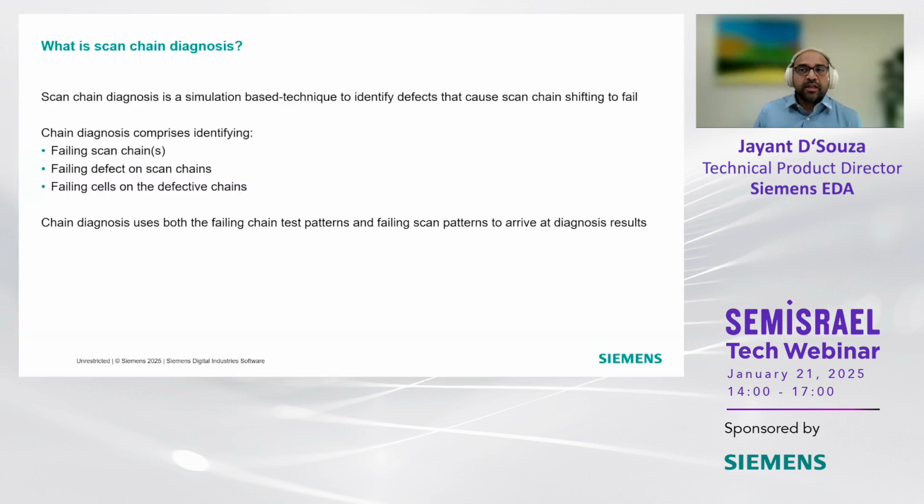So first, what is scan chain diagnosis? Scan chain diagnosis is a simulation-based technique to identify defects that cause scan chain shifting to fail. Chain diagnosis primarily consists of identifying the failing scan chain, identifying the defect on the scan chain that's failing, and then identifying the failing cells on that defective chain. Chain diagnosis itself uses both failing chain test patterns and failing scan test patterns to arrive at a diagnosis result.